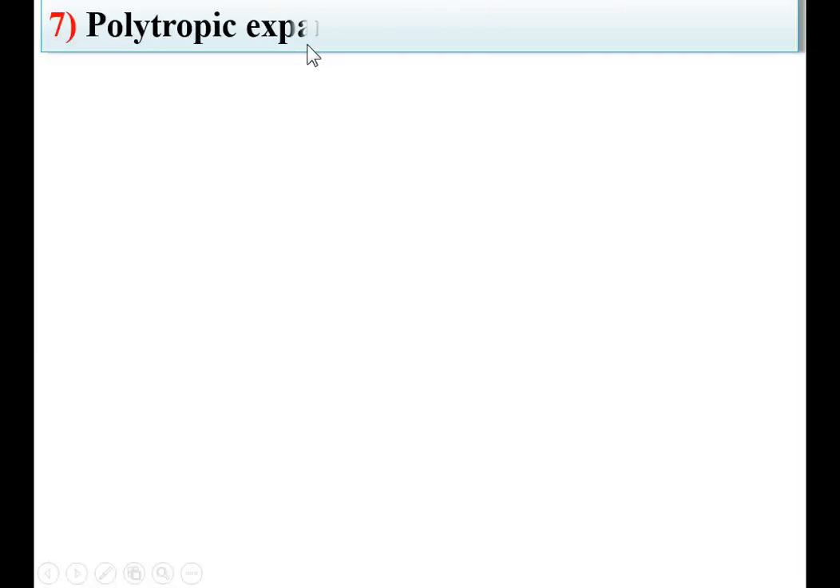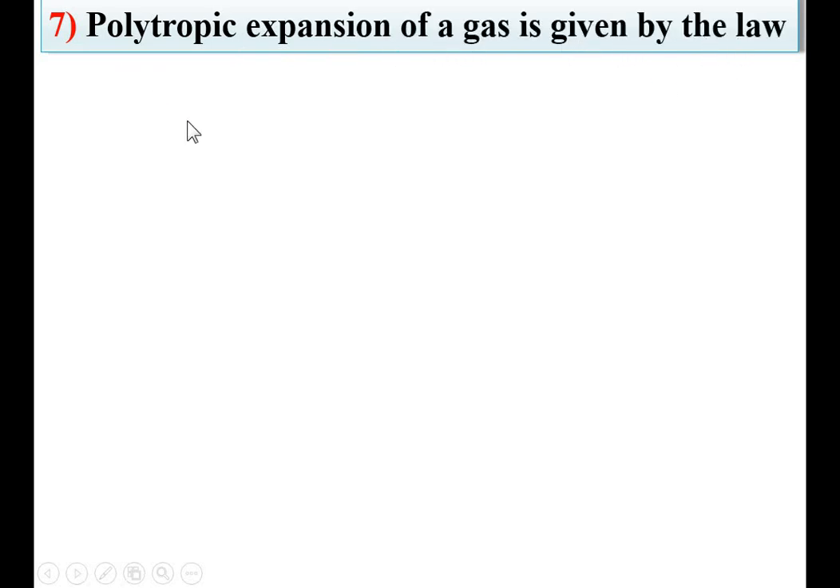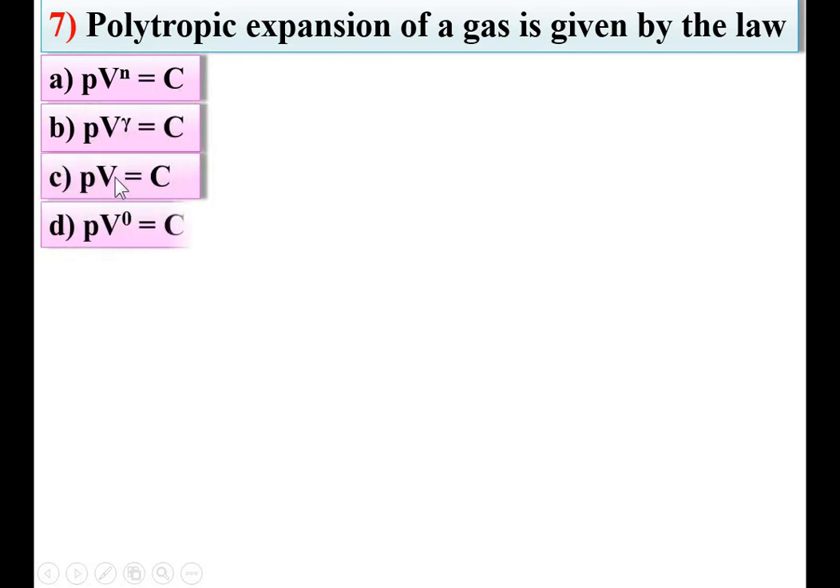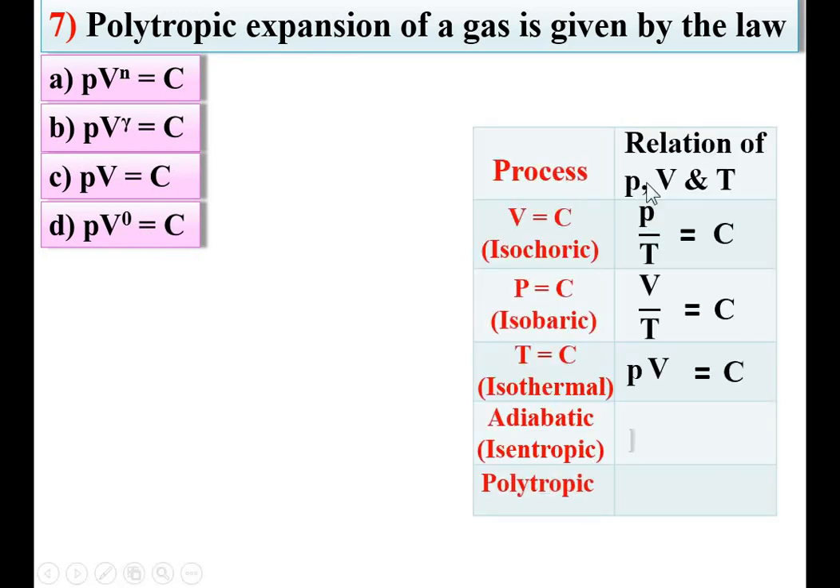Next, polytropic expansion of a gas is given by the law. Option: PV raised to n is equal to constant, PV raised to gamma is equal to constant, PV is equal to constant, PV raised to 0 is equal to constant. So once again consider this important note. Here you can see for the polytropic process, PV raised to n is equal to constant. So A is the right answer.